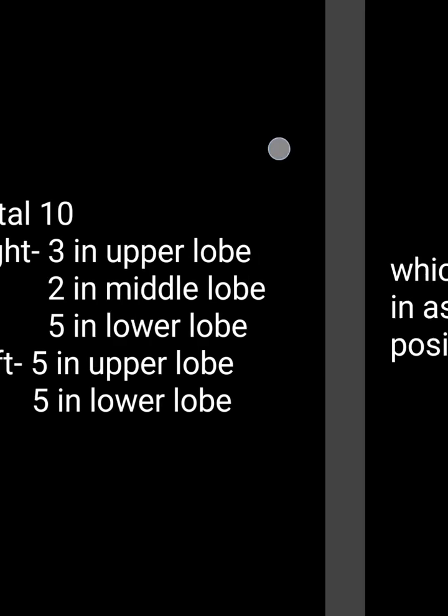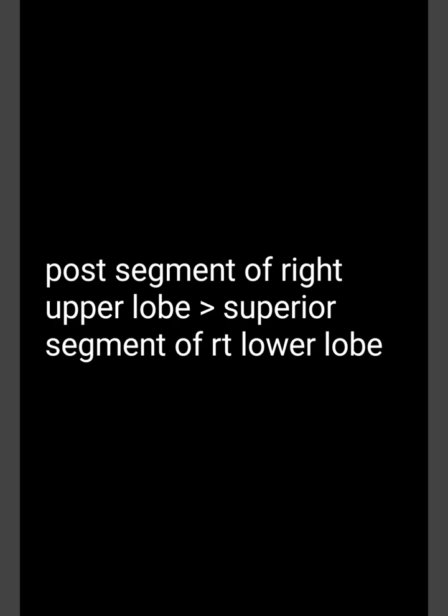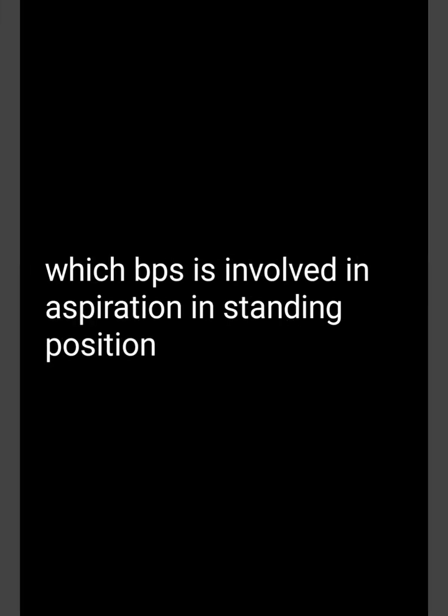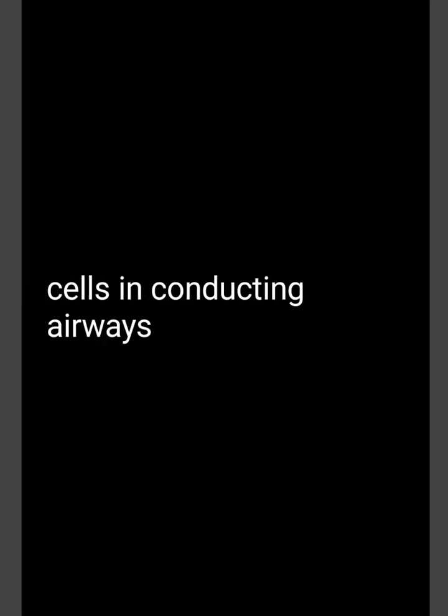5 in lower lobe. Which BPS is involved in aspiration in supine position? Posterior segment of right upper lobe, greater than superior segment of right lower lobe. Which BPS is involved in aspiration in standing position? Basal segment of lower lobe.